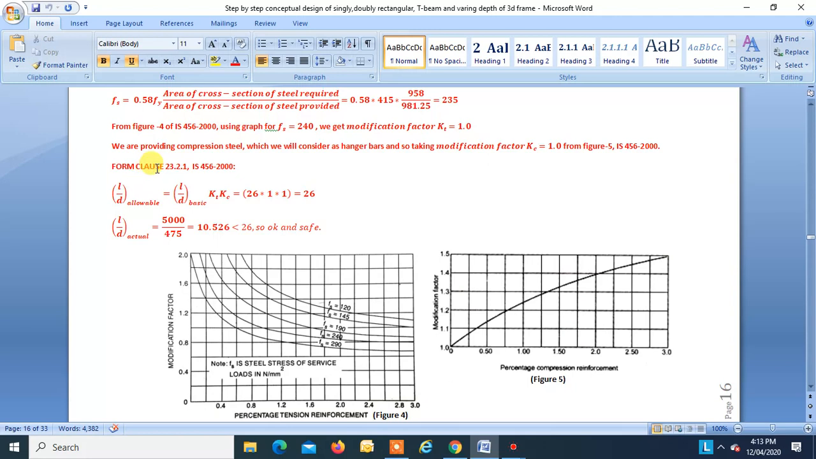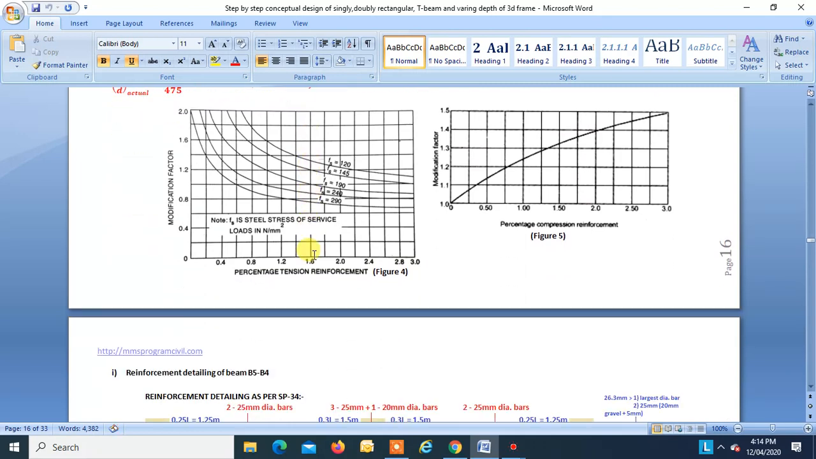From clause 23.2.1 of IS 456:2000, L by D allowable is equal to L by D basic into KT into KC. This basic is 26, KT is 1, KC is 1, so this is 26. L by D actual is 5000 divided by 475, this is 10.526. This is less than 26, so it is found to be okay in deflection.